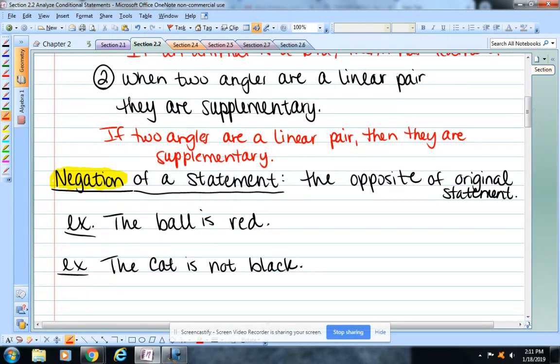Does that make sense? You don't just throw in another color, because that changes the meaning. If the sentence is the ball is red, the negation means it can be anything besides red, so you say the ball is not red. Usually if you just add the word not into the sentence, it negates it. Or if it has the word not in it and you take away the word not, then that's usually the negation.